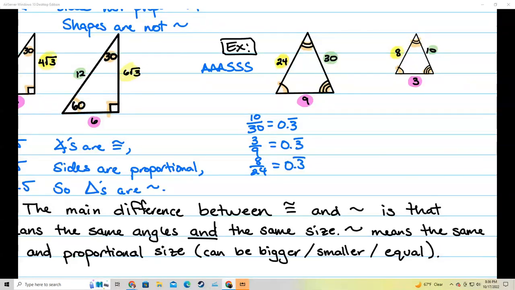So we're going to say angles are congruent. Sides are proportional. Therefore, we do have triangles that are similar.